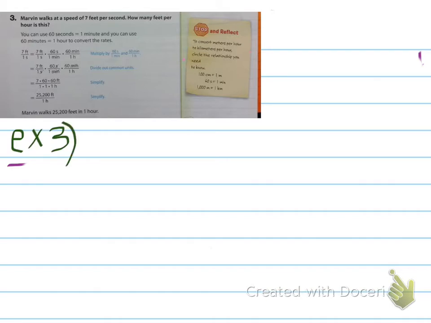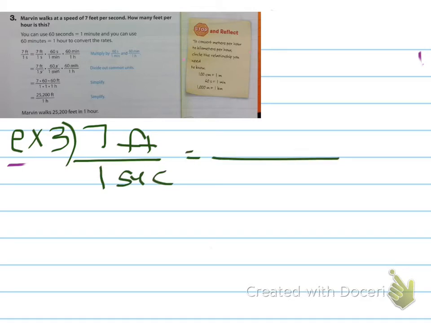It says that Marvin walks at a speed of 7 feet per second. How many feet per hour is this? So here's what we have, 7 feet per 1 second. And what they want us to find out is how many feet per hour.